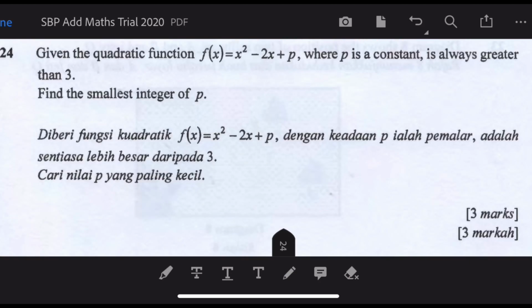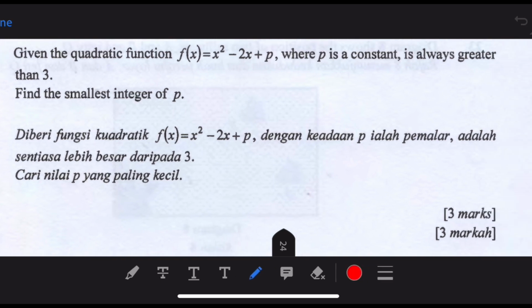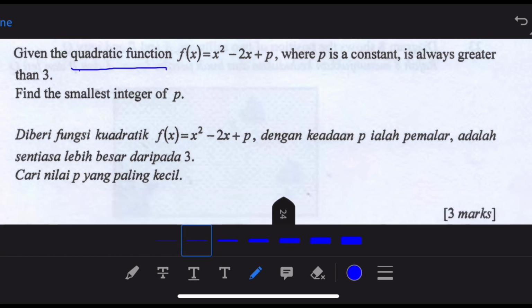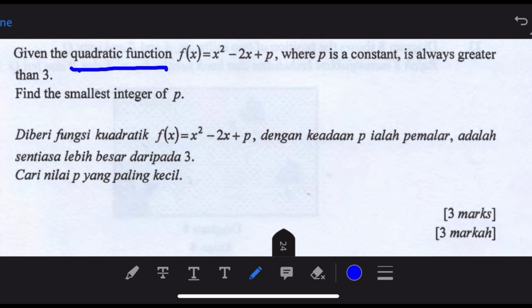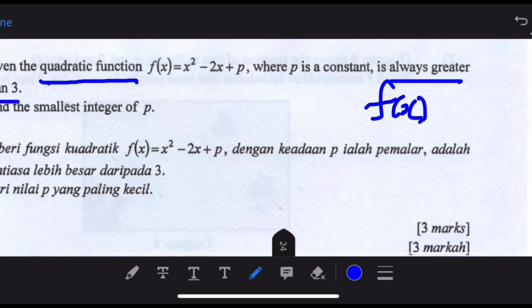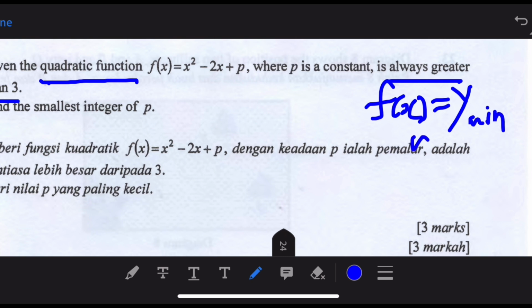So let's study the quadratic function. You're given the quadratic function f(x) equals x squared minus 2x plus p, where p is a constant, and this function is always greater than 3. The sentence is referring to the minimum value being greater than 3, so it's not referring to the p value. What is the value of p if the function has the minimum value 3?